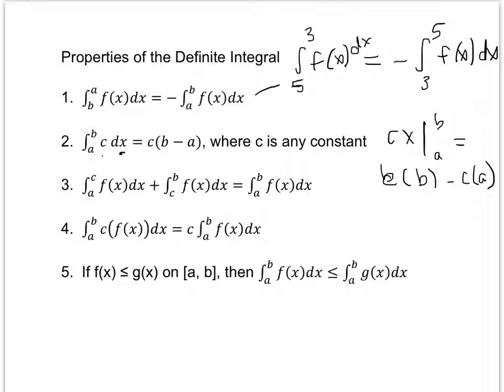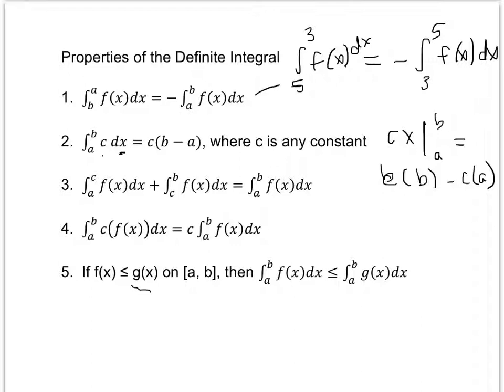Number 3 tells us that we can break integrals up if we'd like and just go A to C plus C to B. Number 4 tells us, and we use this one a lot, that we can move coefficients out in front of integrations or leave them inside, whichever is more convenient for us. And number 5 tells us that if the y values on one function are bigger than the y values on the other, then the integrals are bigger too, which makes sense because the integral, remember, is calculating area.